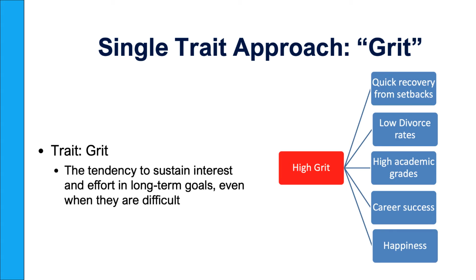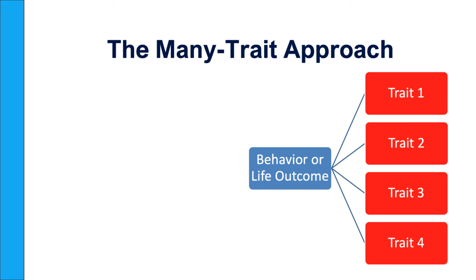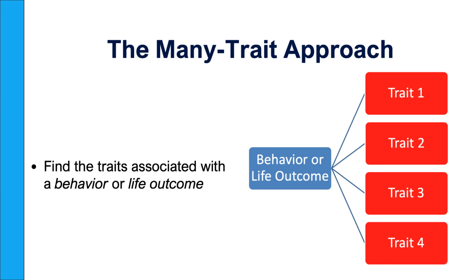So these are all examples of the single trait approach, where you identify the trait that you want to know about, you measure it, and then you identify the behaviors that are correlated with people who score highly in that trait. The next approach is the many trait approach, and this is kind of the reverse. In this case, what you're doing is you're finding a behavior or a life outcome first, and then you're trying to understand what personality traits are associated with that life outcome.